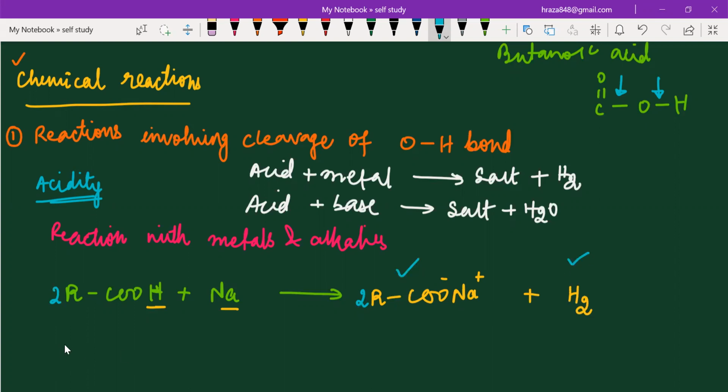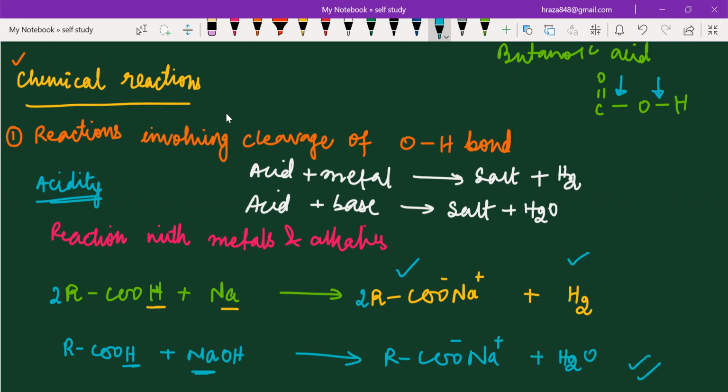If you react this carboxylic acid, RC double bond OH, with a base, then again salt will form. This hydrogen will be replaced by sodium, so it will be RCOO minus Na plus, along with the formation of water. Please do write it. Then we are going to react this carboxylic acid with sodium hydrogen carbonate.